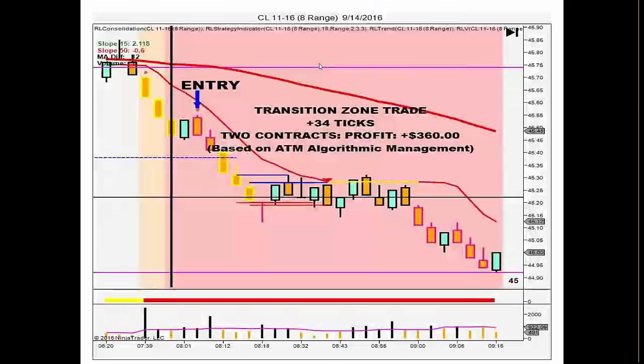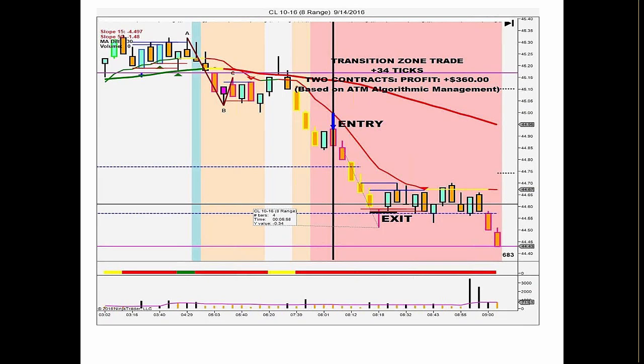Here's a trade to the downside right here. 34 ticks, made $360. Entry is right here in the direction of money flow and the multi-time frame assessment of direction. Another one, 34 ticks. The retracement back to resistance, always in the direction of the multi-time frame alignment of trend, and always in the direction of institutional money.